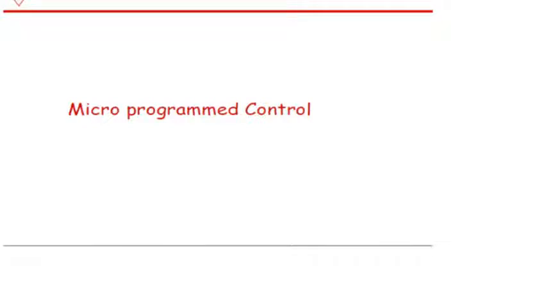Hello students, in this video we are going to discuss microprogrammed control. The control signals required inside the processor can be generated using a control step counter and a decoder or encoder circuit. An alternate scheme called microprogrammed control, in which control signals are generated by a program similar to machine language programs.